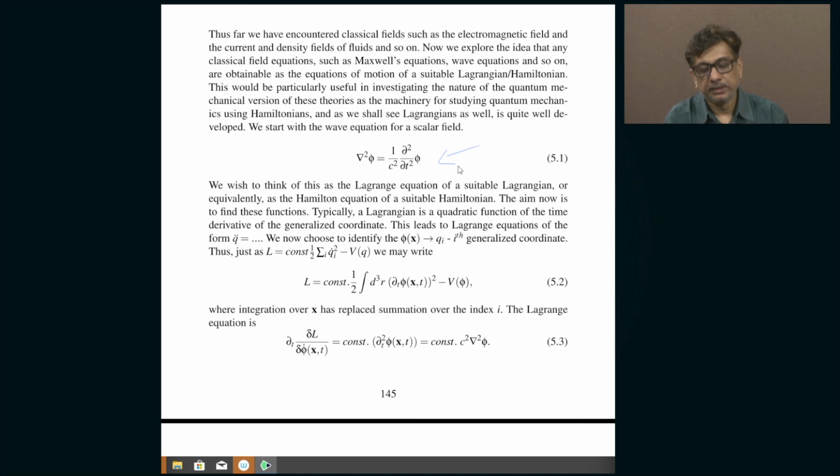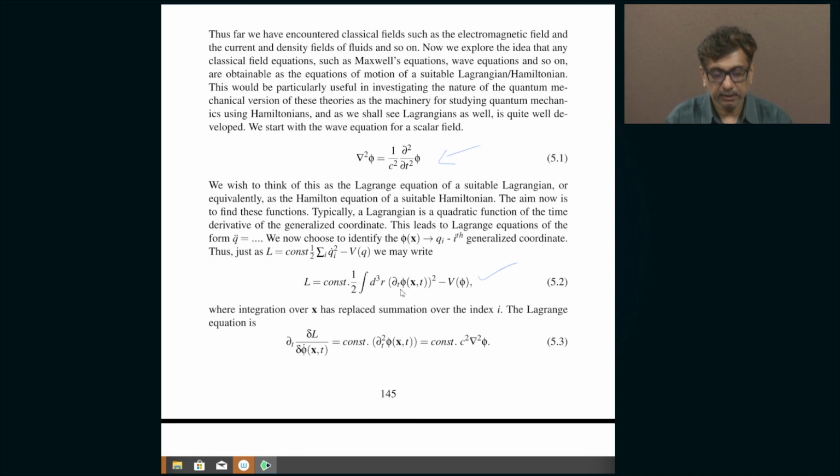The wave equation tells you that this phi is the amplitude of the wave, and it obeys a wave equation which corresponds to a wave that is traveling with a speed of light c. C could be the speed of light, for example. Now if you recall, I told you that this wave equation may be thought of as the Euler-Lagrange equation of a suitable Lagrangian. And what is that suitable Lagrangian? We actually derived that already.